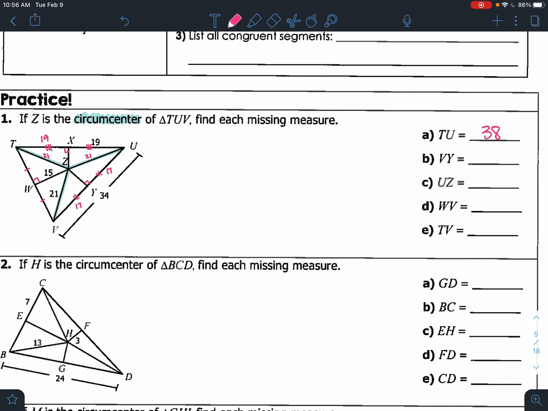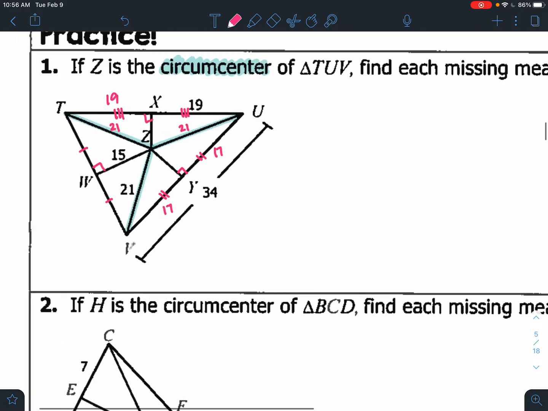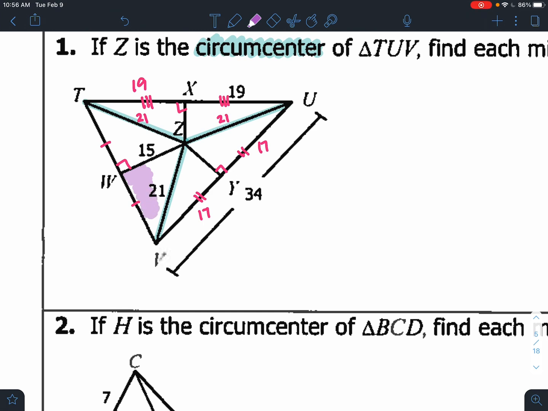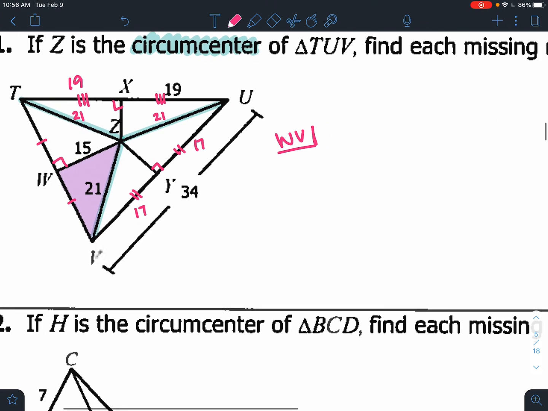VY is half of 34, which is 17. UZ is 21. It's that green segment that's congruent the whole way around. And WV we will have to find, and TV we will have to find. So if we focus our energy on this purple triangle here with the 15 and the 21, what we need to find is that length at the bottom for WV. So if I want to find WV, I'm going to use my Pythagorean theorem with 21 as my hypotenuse.